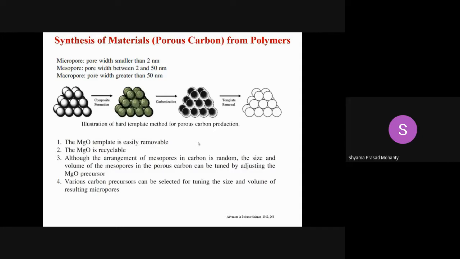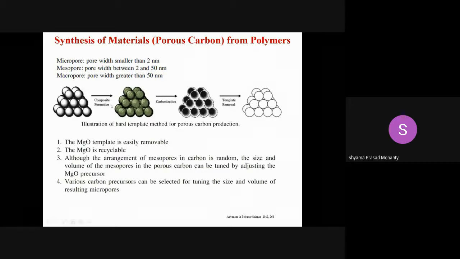So for the synthesis of porous carbon, one can use magnesium oxide as the template. Why magnesium oxide? Because magnesium oxide doesn't react chemically with the carbon under this environment. It is cheaper, it is commercially available, and you can dissolve it in any acid once your carbon coating has been done or carbon has been formed over these structures.